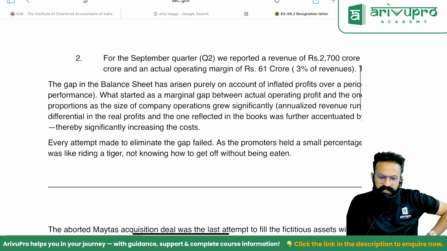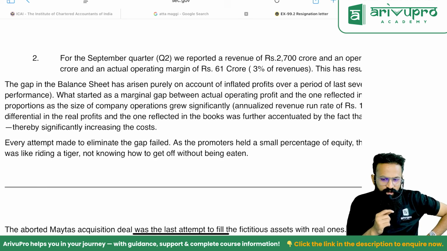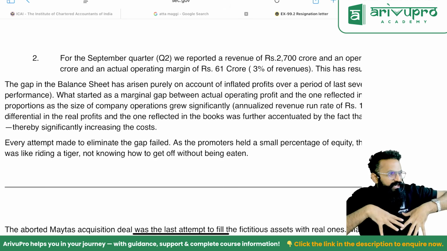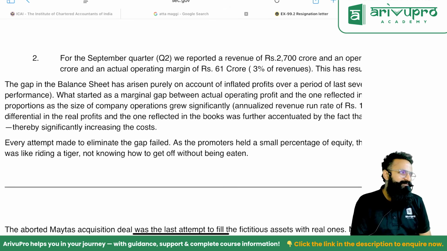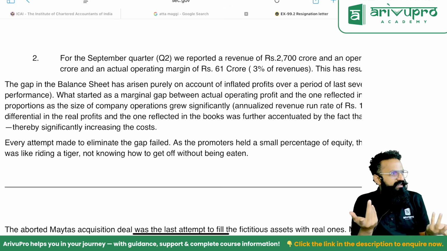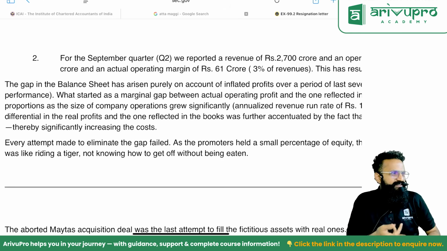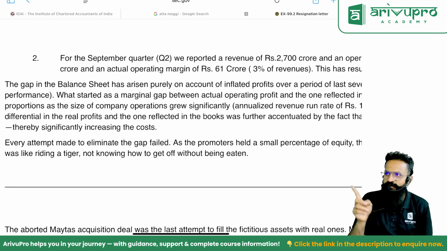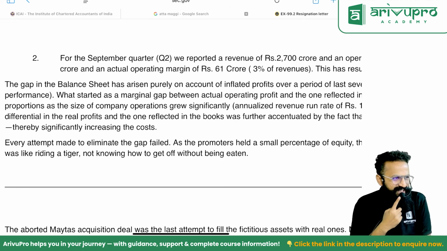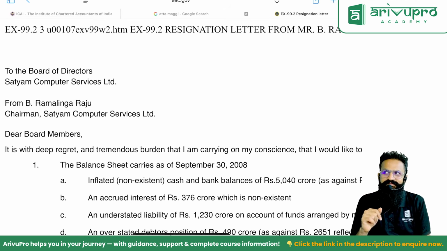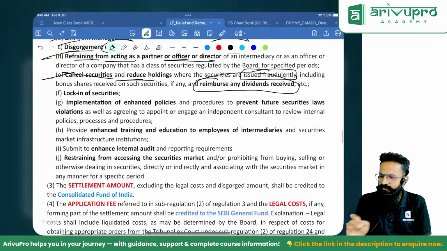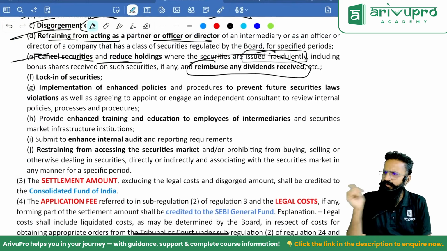It was like riding a tiger, not knowing how to get off without being eaten. So he went on it. It is nice, but I cannot get down also because it will eat him. And I have to continue riding it, knowing that it is unsafe. Nice, no? We learned one good English sentence today. That is what it is. See, this is Satyam's thing. What a fair idea. Where can we get it? Search it, you'll get it. It is there in the public domain.